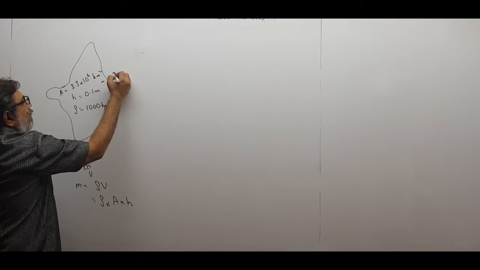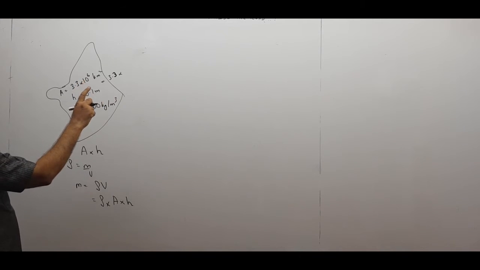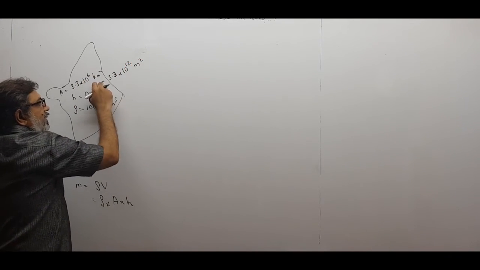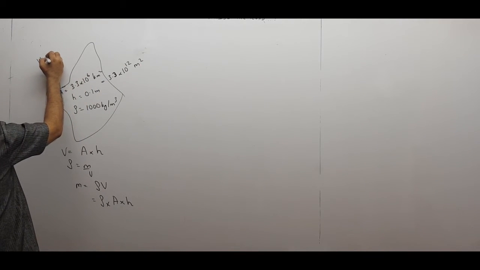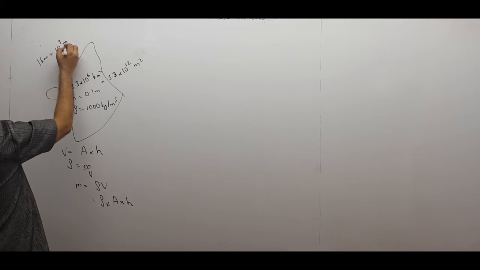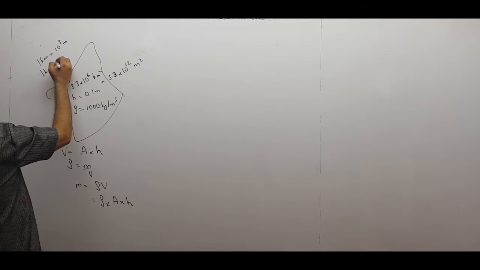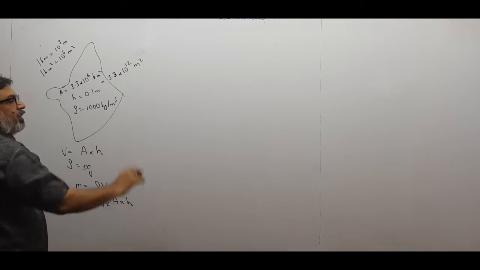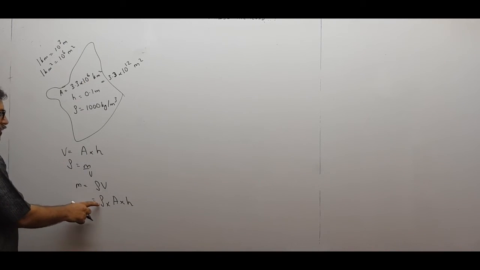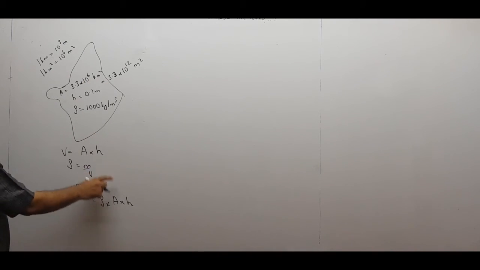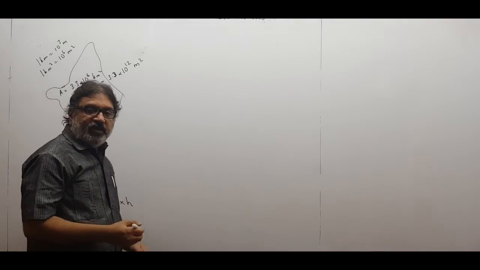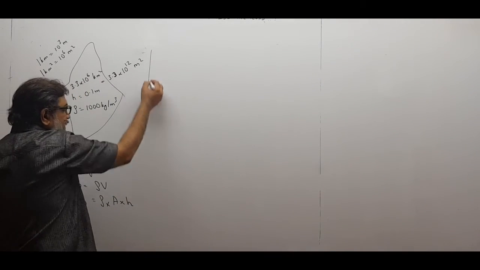3.3 into 10 raised to 6 meter square. See, 1 kilometer is 10 cube meter. So 1 kilometer square will be 10 raised to 6 meter square. So 10 raised to 6 and 10 raised to 6 will become 10 raised to 12. So put density as 1000, area is this much, and height, and you will get the mass of rainwater falling on the entire country. We get a rough estimate like this.